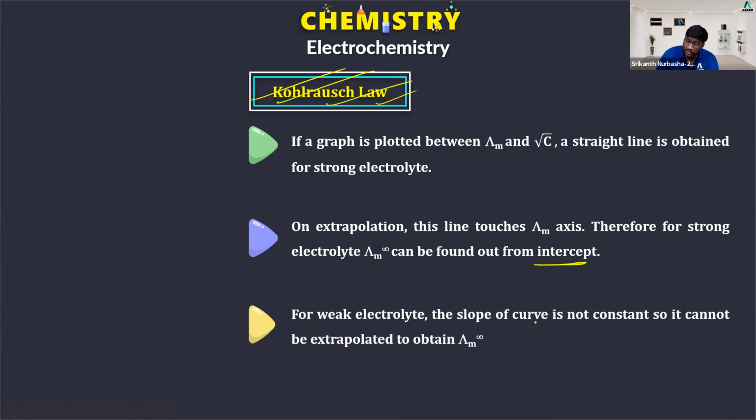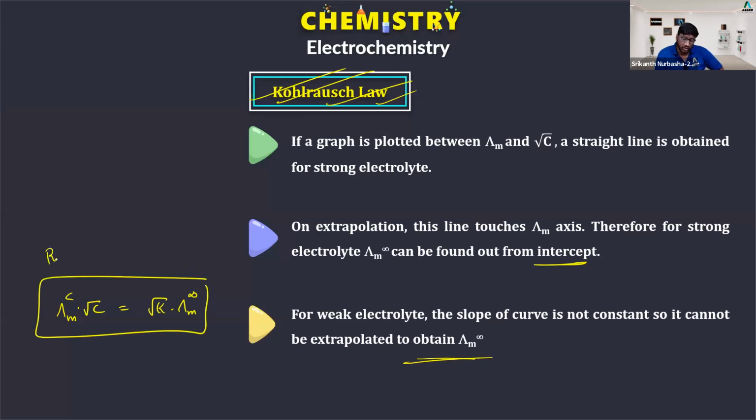For a weak electrolyte, the slope of the curve is not constant. It is a rectangular hyperbola, right? So it cannot be extrapolated to obtain the molar conductance at infinite dilution, because you have this curve. Molar conductance at any concentration times root C is equal to root K times molar conductance at infinite dilution. It resembles a rectangular hyperbola.